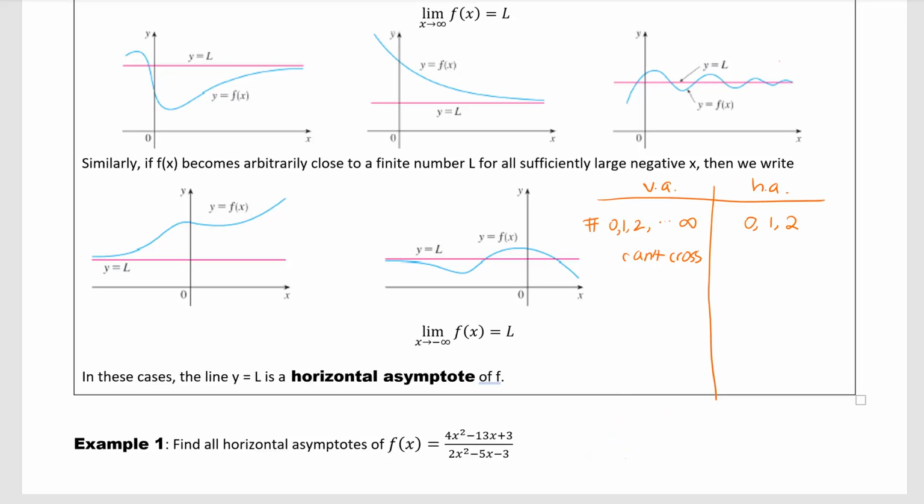But for horizontal asymptotes, we can cross it as many times as we want. Look at this picture. Okay, we can cross it so many times. So here we can cross it.